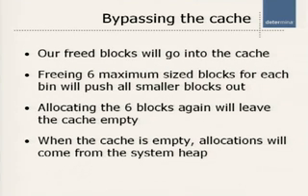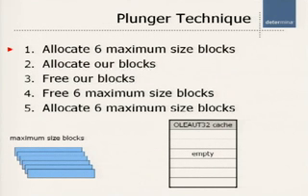And once the cache is empty, we can do more allocations, and the allocations will come from the system allocator, guaranteed. This is what I call the plunger technique for bypassing the OLE-AUT32 cache. So we're going to start with an empty cache, and first we're going to allocate 6 maximum size blocks from each bin, and they're shown in blue on the slide over there.